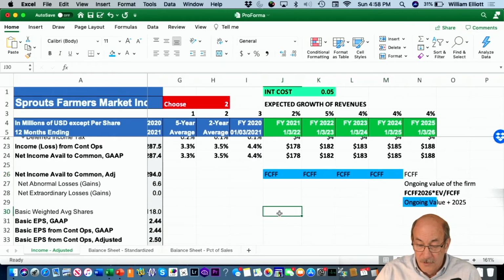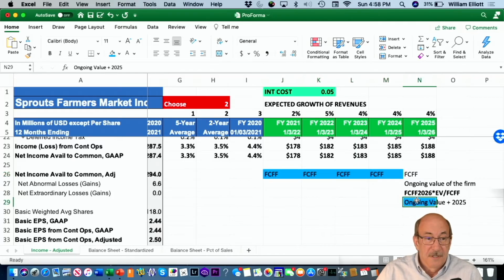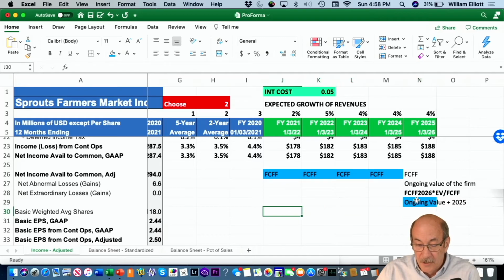Now what I want to do is discount all of these, all 4 of these, plus this terminal value plus the final cash flow, at my cost of capital.